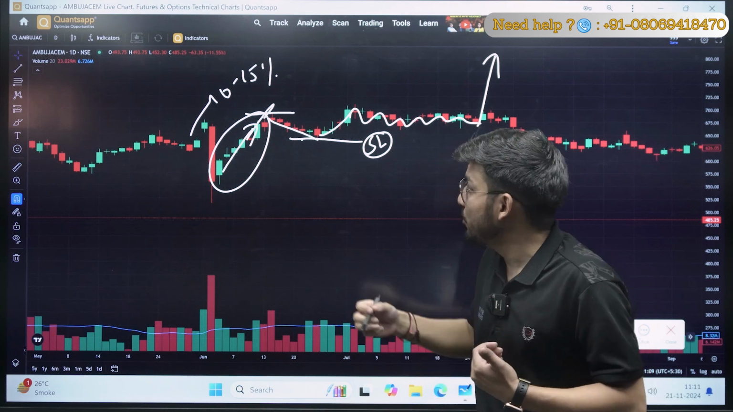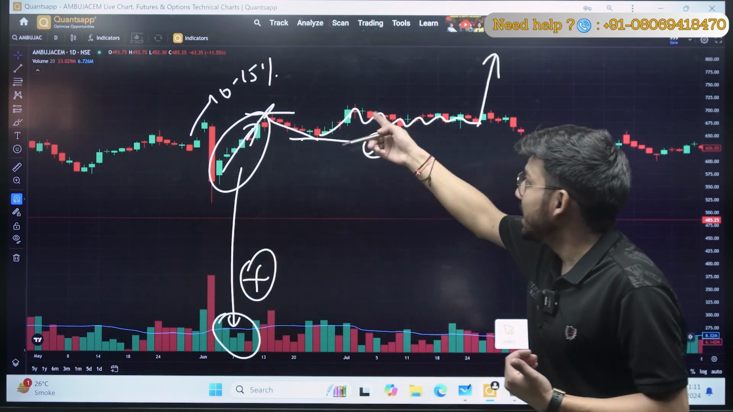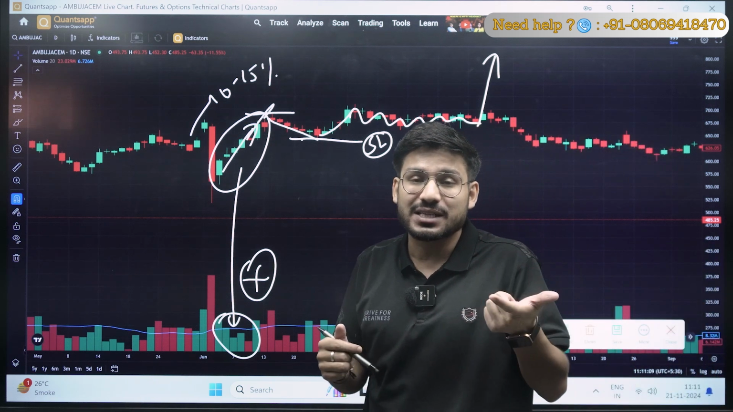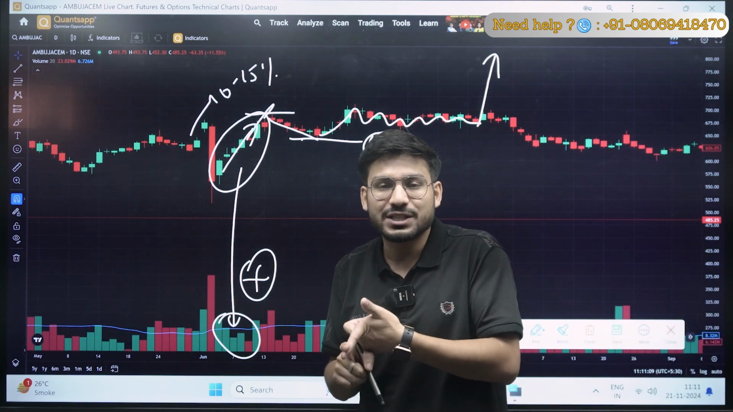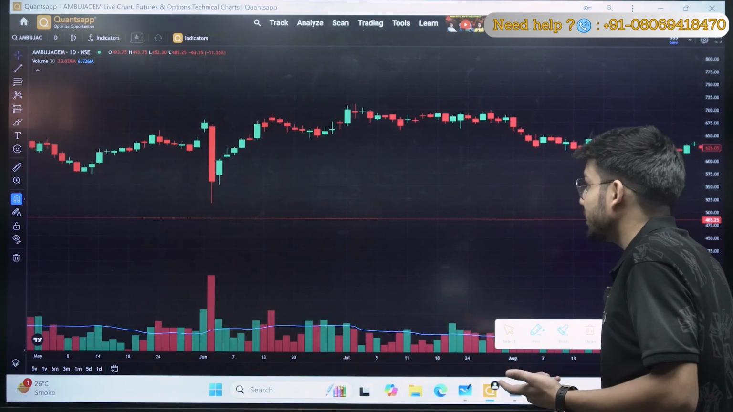We want good volume as well. So you can see here the volume was not good, and that is why the strategy failed here. Right? So you have to take care of each and every step whenever you are going to follow any strategy. Okay, so let's see what other examples we can get here.